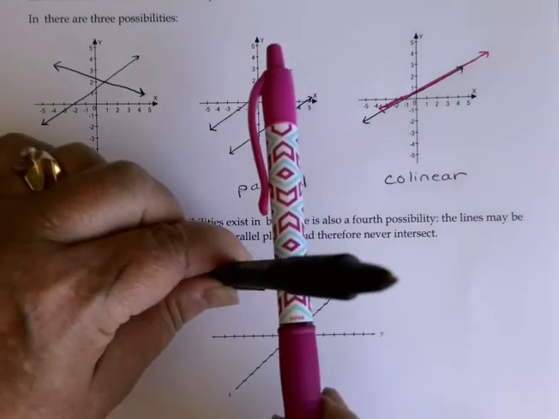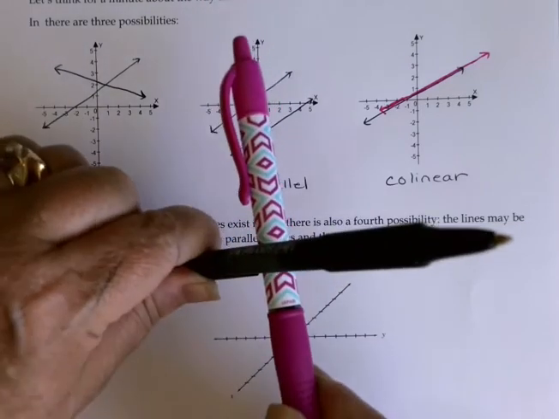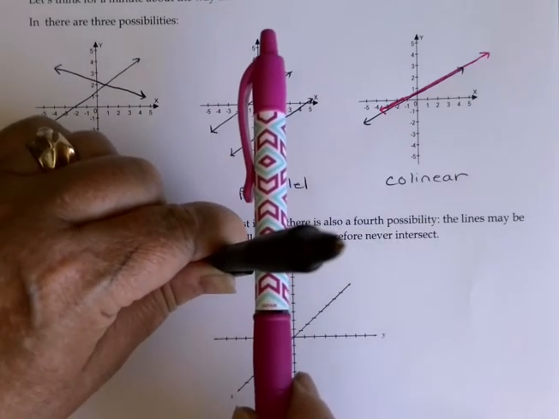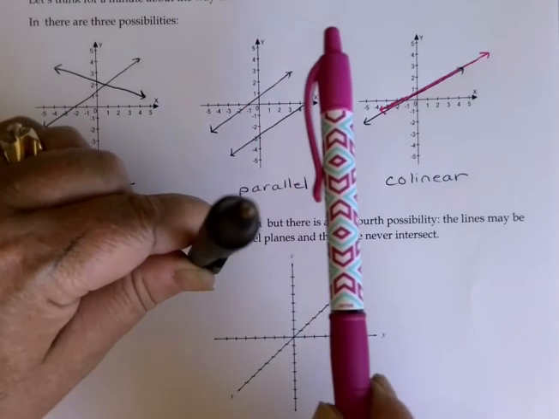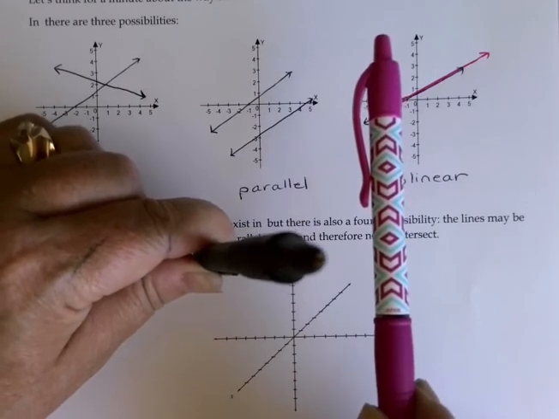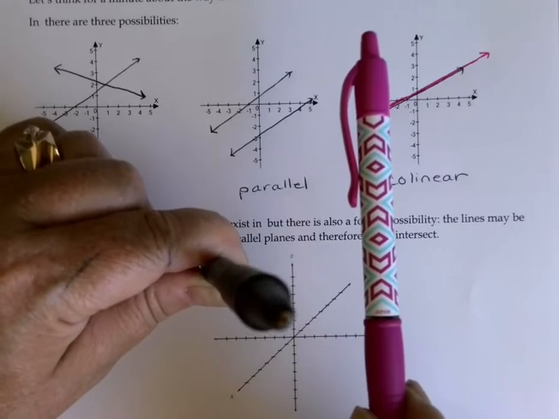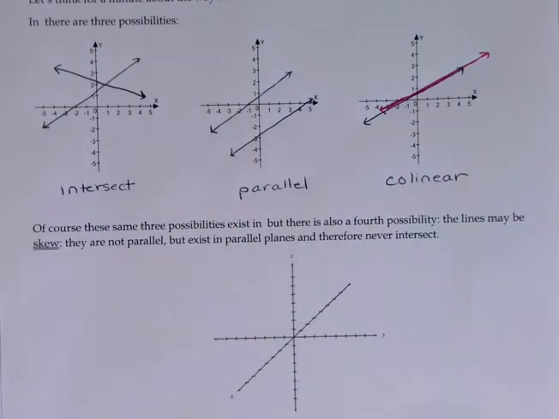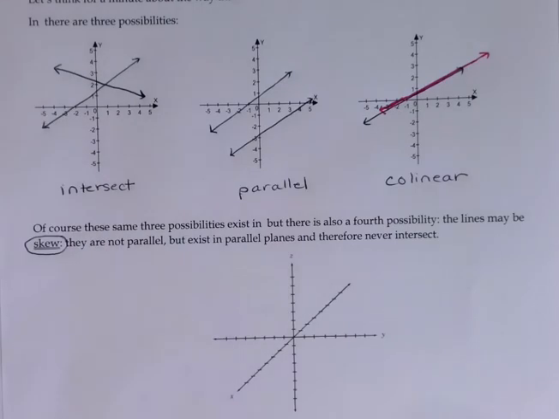Imagine these 2 lines here. Clearly right now they're intersecting, right? They're crossing. If I were to take these 2 lines, they're not parallel, but if I were to just pull them apart this way, they still are not parallel, and yet they'll never intersect because they exist in parallel planes. We call those kinds of lines skew. Non-parallel, but existing in parallel planes.